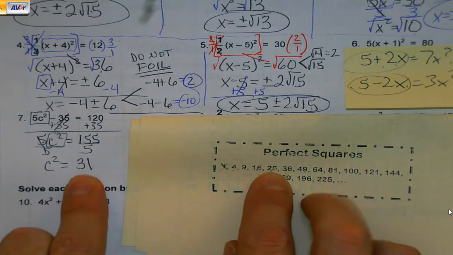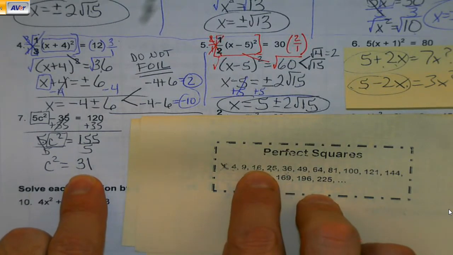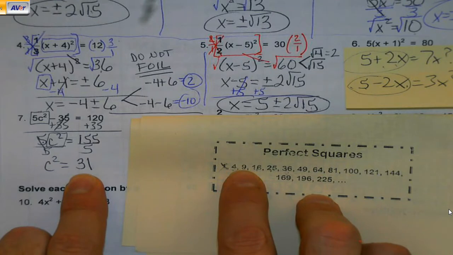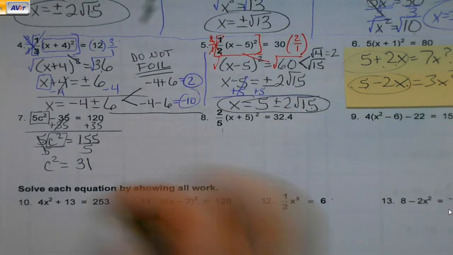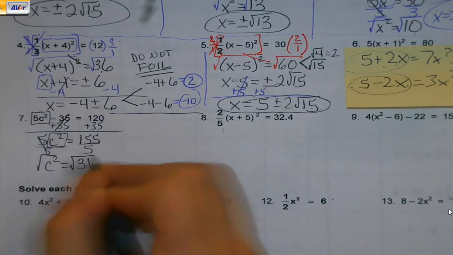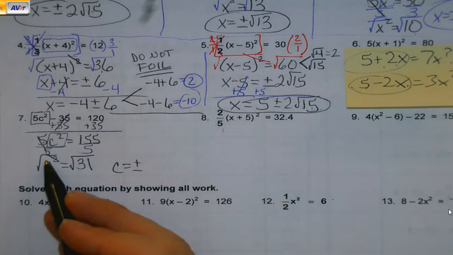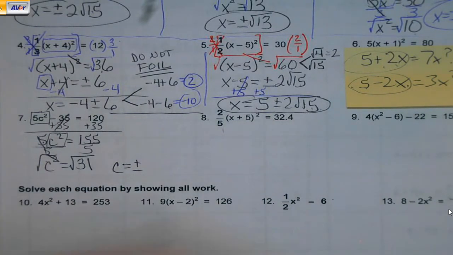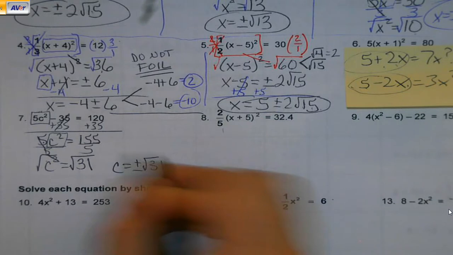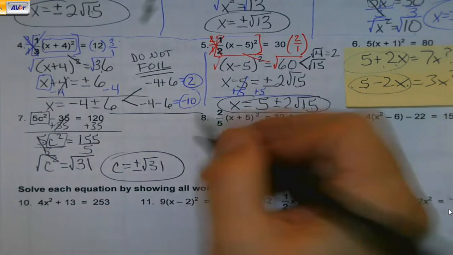31 divided by 25, decimal. 31 divided by 16, decimal. 31 divided by 9, decimal. 31 divided by 4, decimal. Okay, that doesn't break down anymore. So square root, cancel. Plus minus goes the step after I take my square root. And since the 31 doesn't break down, that's all I can do.